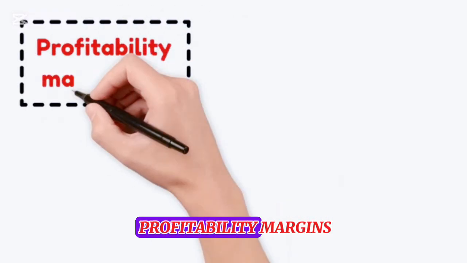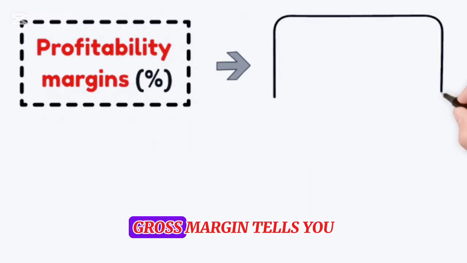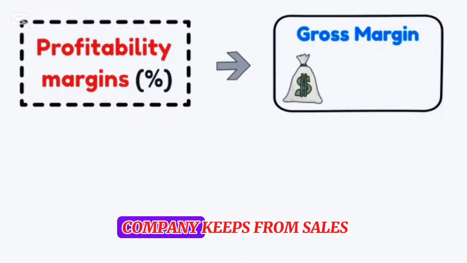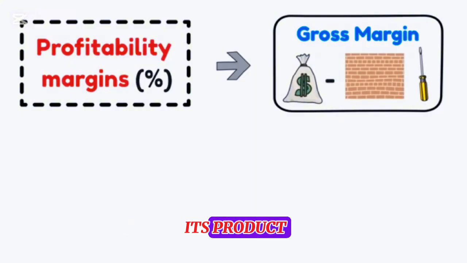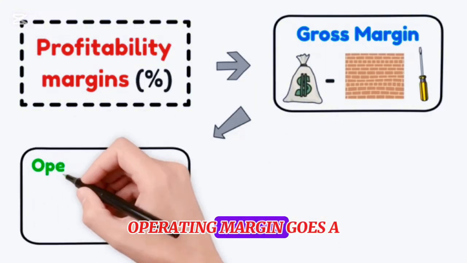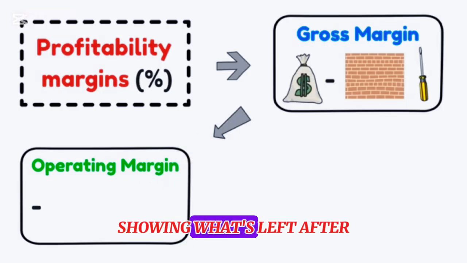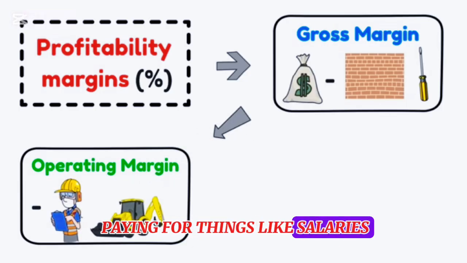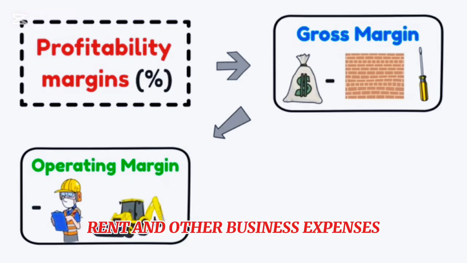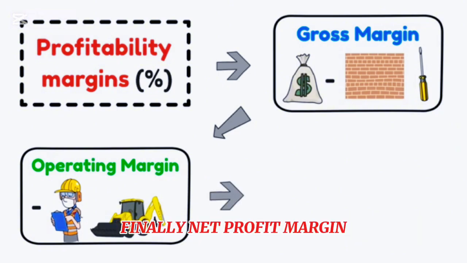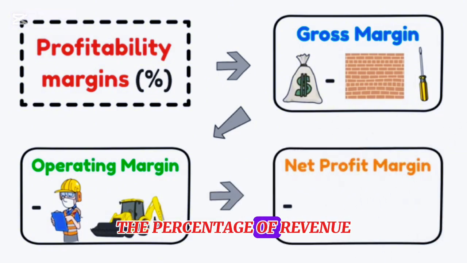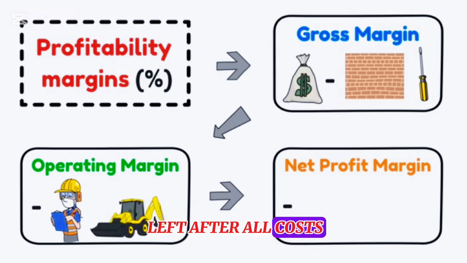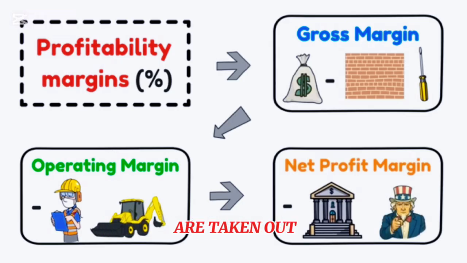Finally, let's look at profitability margins. Gross margin tells you how much money a company keeps from sales after paying for the direct costs of making its product. Operating margin goes a step further, showing what's left after paying for things like salaries, rent, and other business expenses. Finally, net profit margin is the true bottom line, the percentage of revenue left after all costs, including taxes and interest, are taken out.